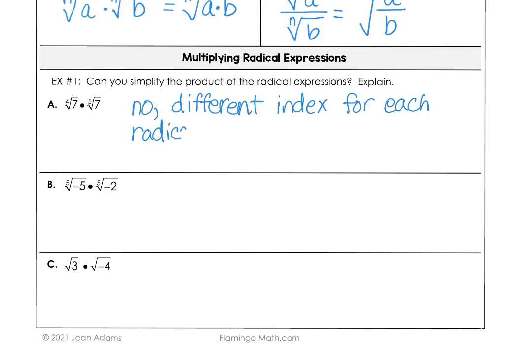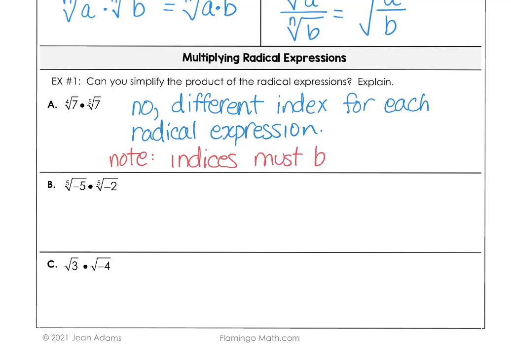And you might want to make a note of that. No, we have different index for each radical expression. And I'll make a little note that the indices must be the same. Indices must be the same. So in this example, I've got an index of 5 and an index of 4, and those cannot be simplified.